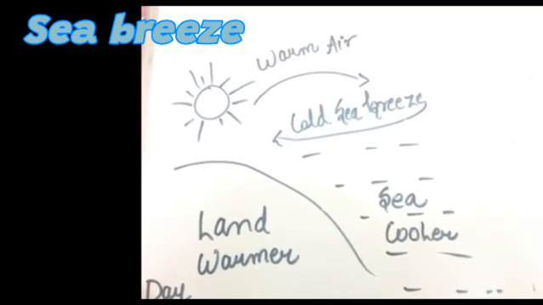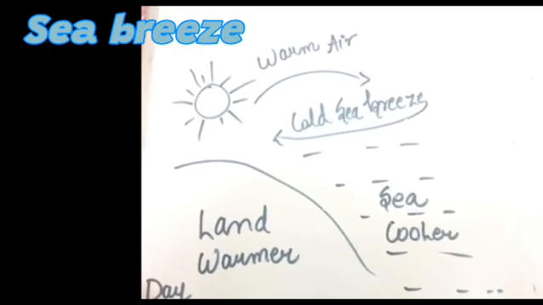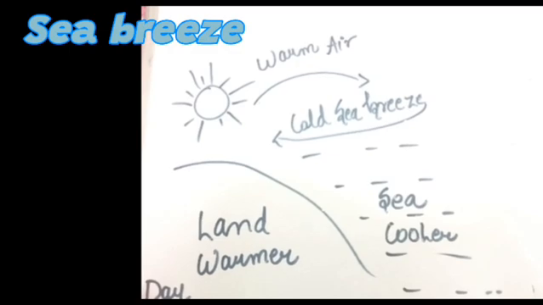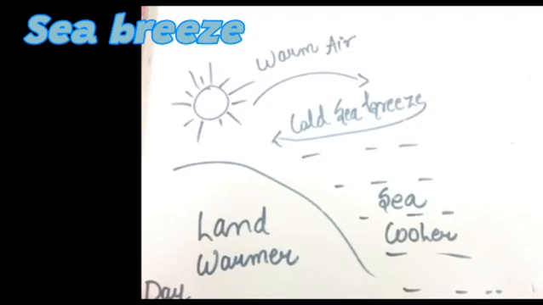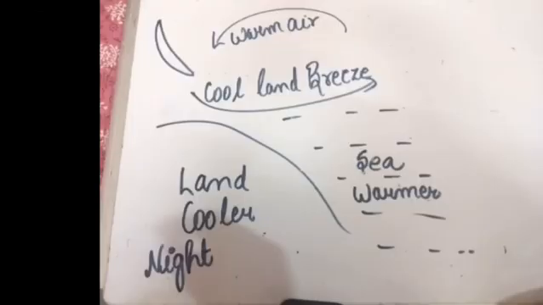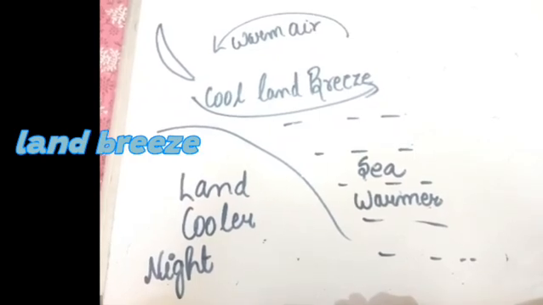There might arise a question in an examination also: in coastal areas the windows are always facing towards the sea. So why are they always facing towards the sea? So that they can get the cold sea breeze. So I hope that this sea breeze is clear to you, and the sea breeze occurs during the daytime. Now come to what is land breeze.